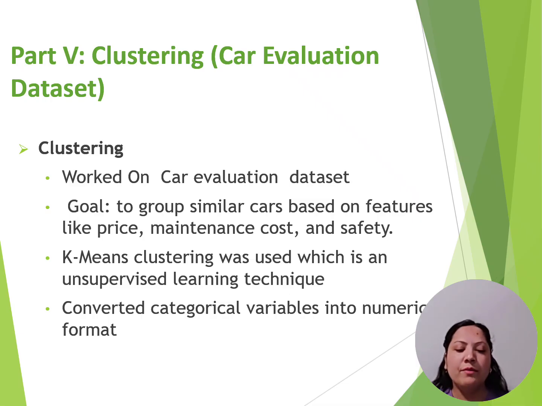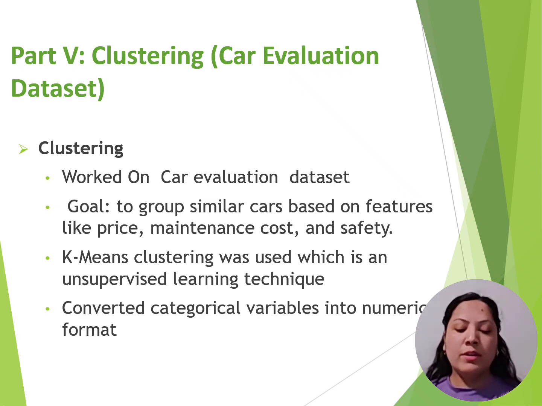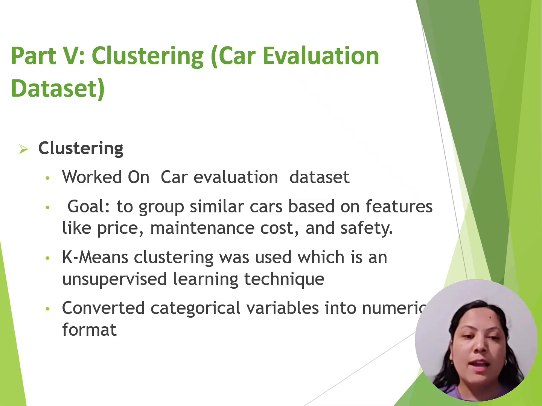For part 5, clustering, I used the car evaluation data set and applied k-means clustering since it is an unsupervised learning technique. Unlike the previous part, this model also does not use river data. So the goal was to group similar cars based on features like price, maintenance cost, and safety. Since all variables were categorical, first I converted them into numerical values, and then I used k-means to create the clusters.